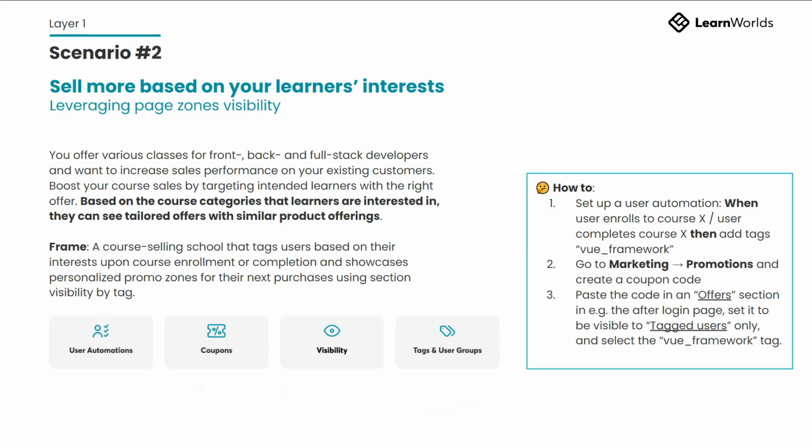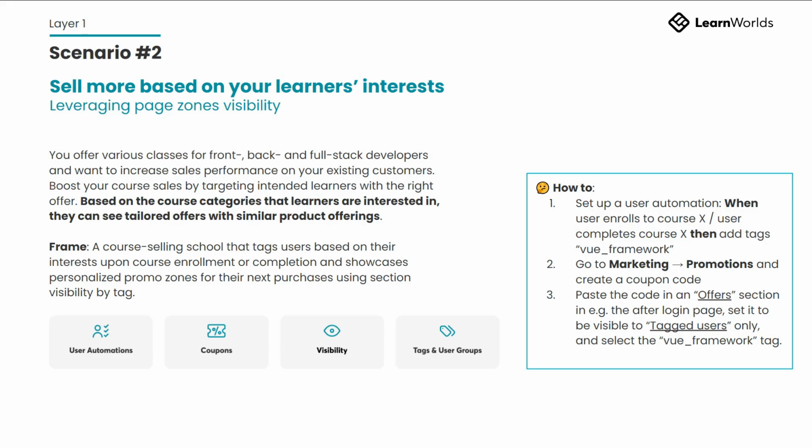Sell more based on your learner's interest. Now, sometimes segmentation and personalization isn't enough. In our first scenario, users specified their intentions. In this scenario, we'll utilize our users' buying patterns to decide which promotional offers would be best to target them with. Buying a course is probably the most clear indication of users' interest, right? So of course, we can use it to adjust what we are going to show to these specific users. So what are we going to do here?